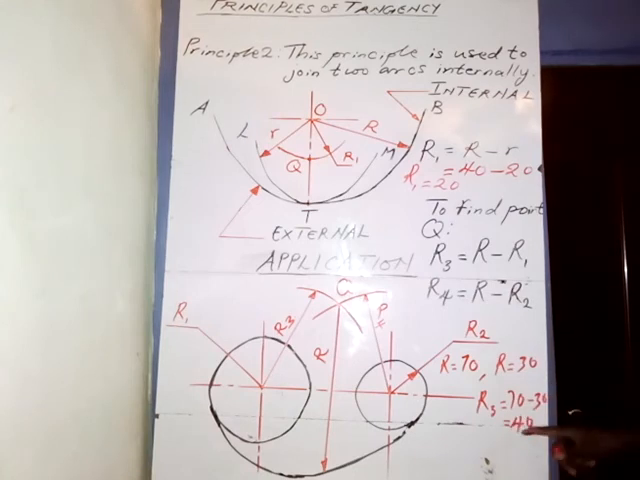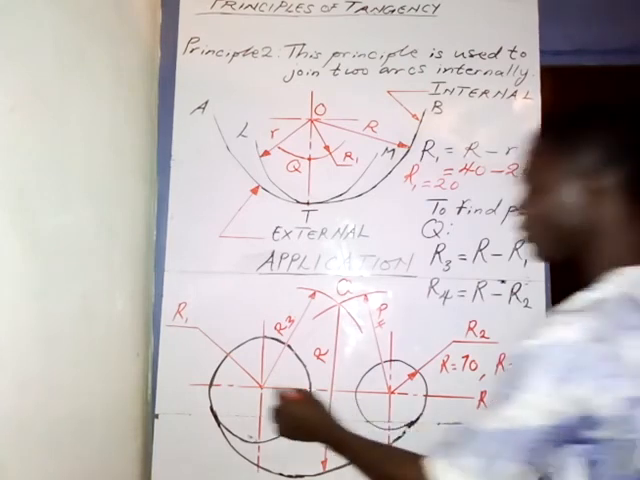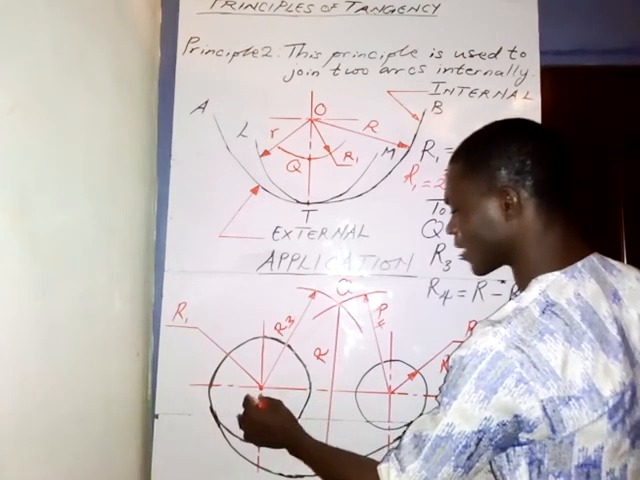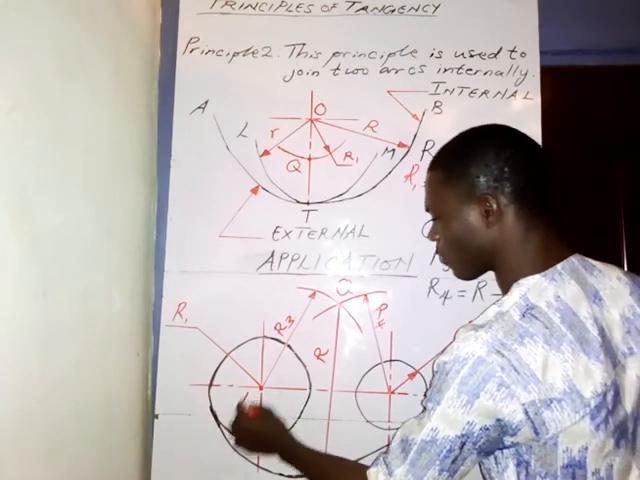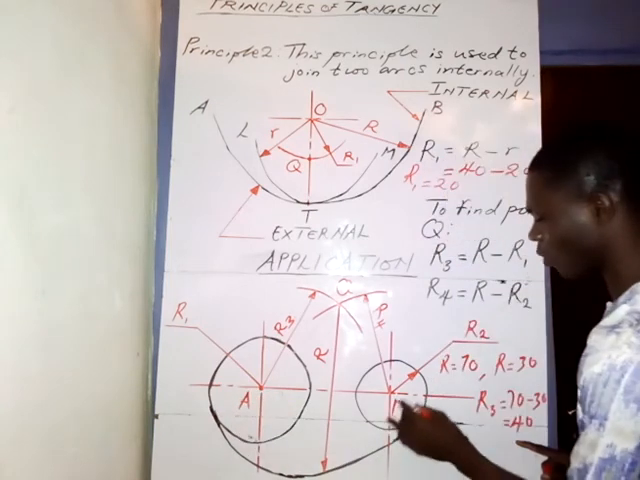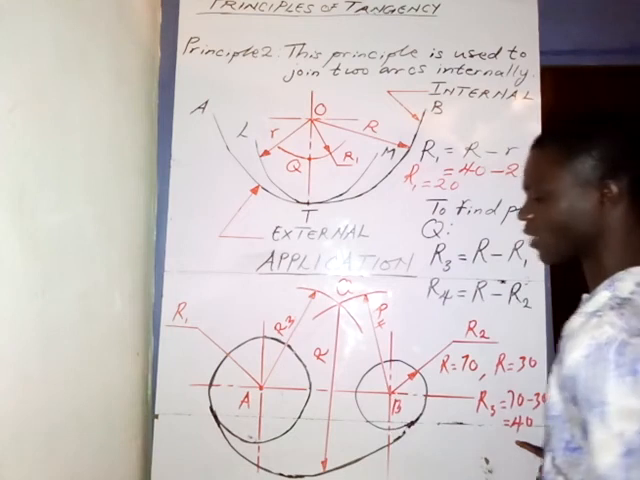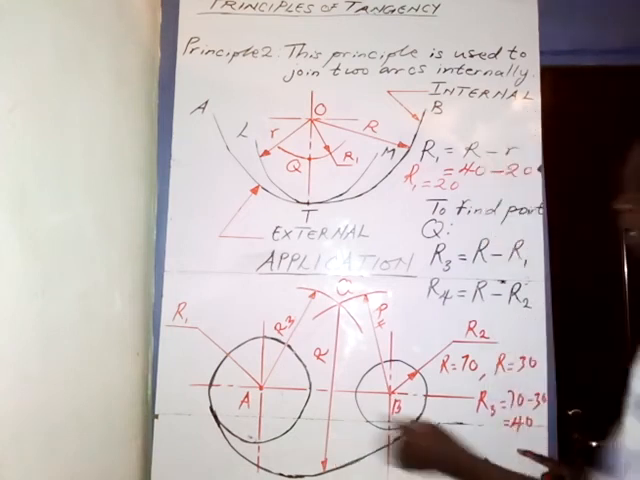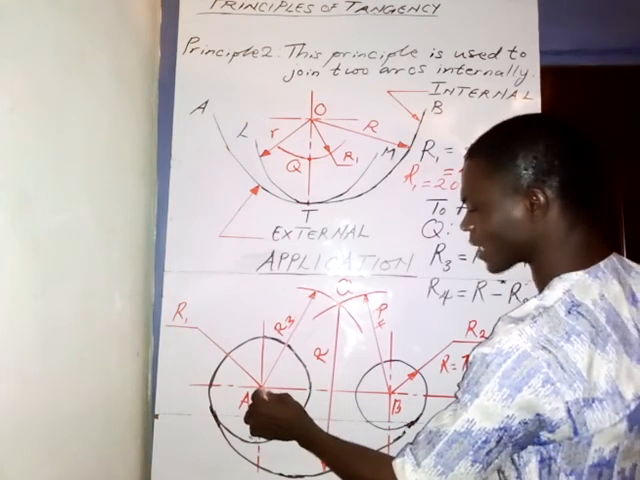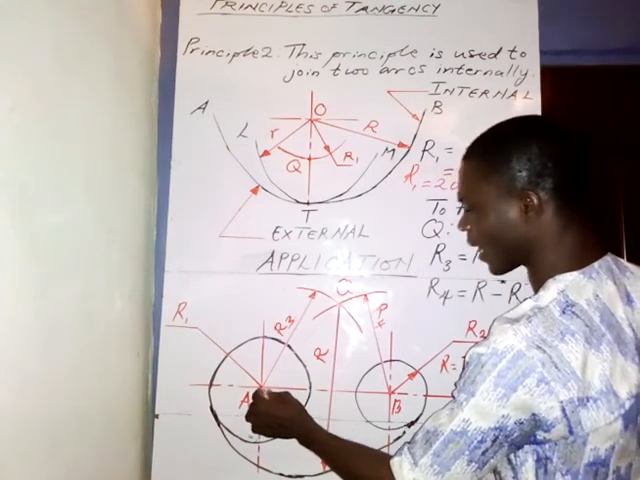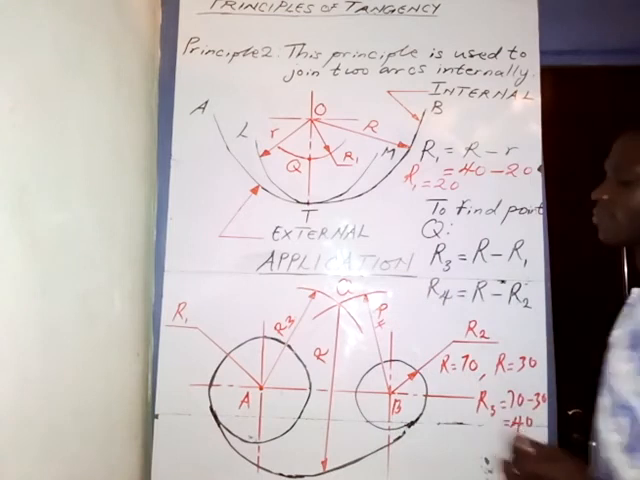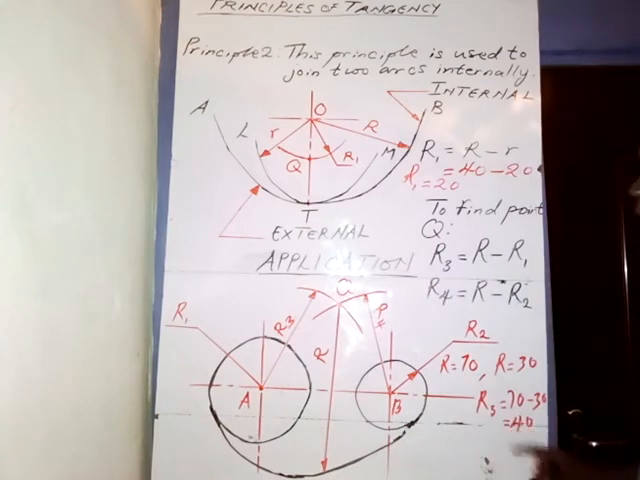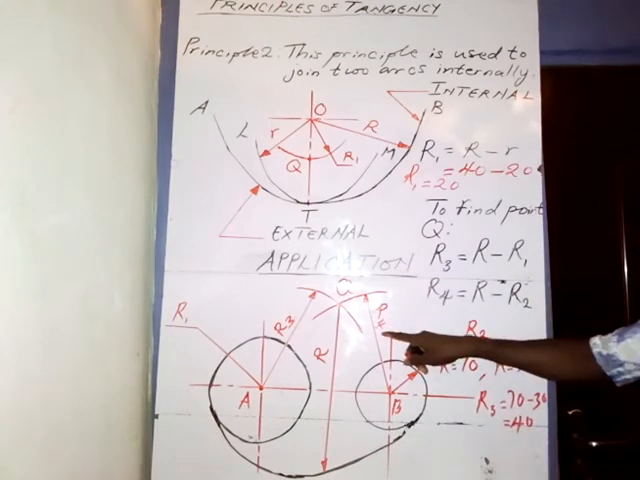So this 40 millimeters, you take it with your compass and put the pinpoint of the compass at this point. Let me call this point A, and let me call this point B. That's the center of the circles. So after taking this 40 millimeters, you put the pinpoint of your compass at this point A here, and you draw this arc. Then you calculate for R4.